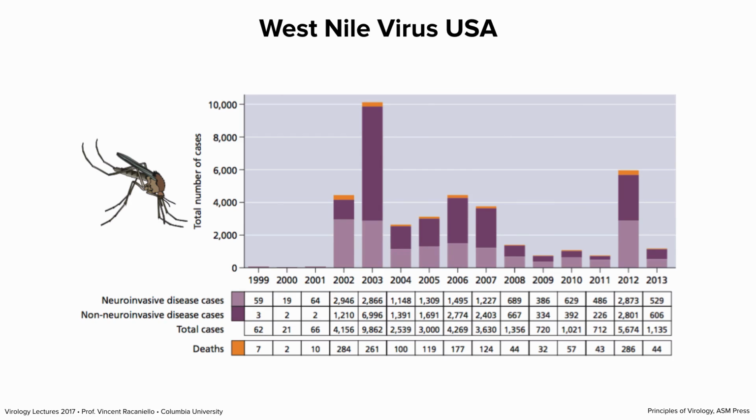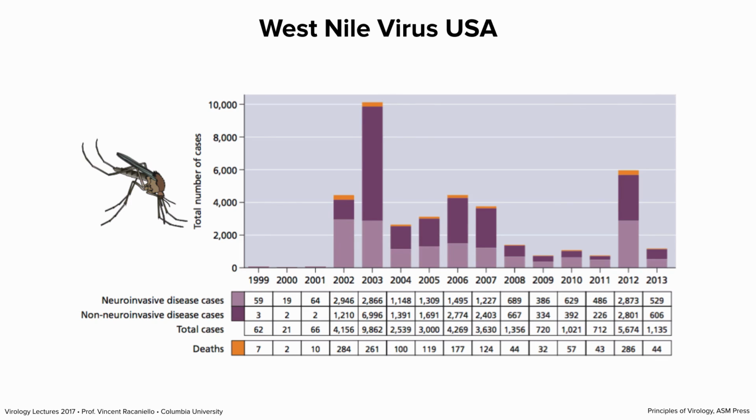So in the USA, from 1999, when the virus first came in, to 2013, the number of cases varies each year. You can see some years there are 10,000 cases. Other years there are a few thousand. Other years there are fewer cases. And on the bottom, we've broken them down into those with neuroinvasion. So thousands of people each year can have neuroinvasive disease. And we can have deaths as well, as shown here at the bottom.